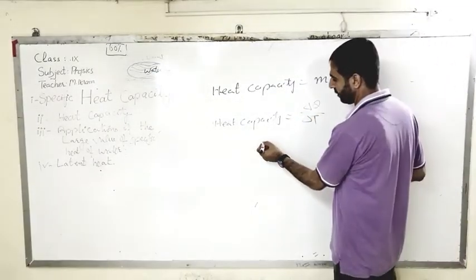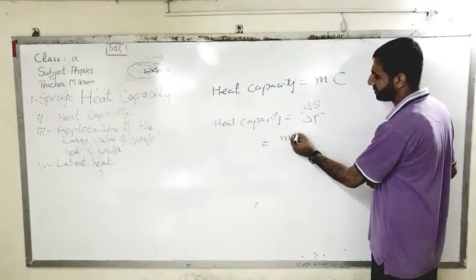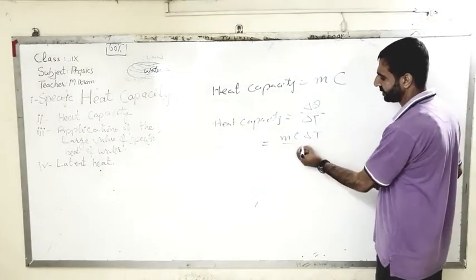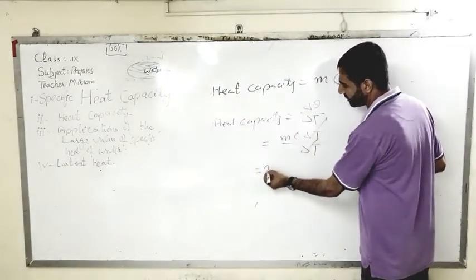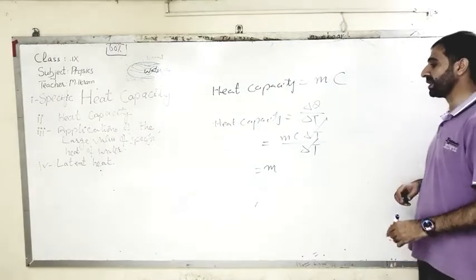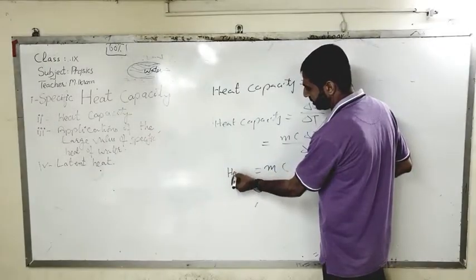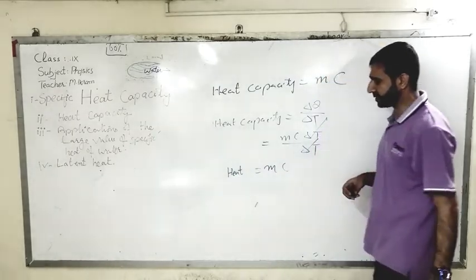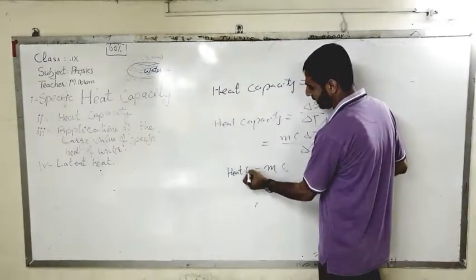Now what we can see here, look, is of course mc delta T, and what is it? Delta T. So what will happen? This will get cancelled. So it is the mass times the specific heat constant of the given substance, right? So that is the heat capacity of any substance.